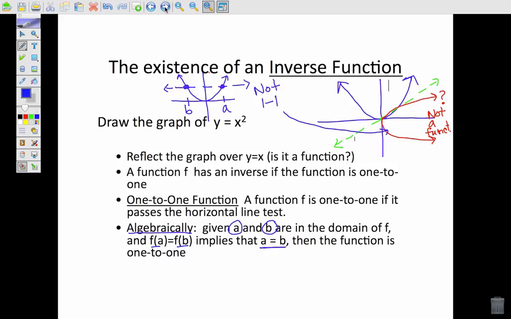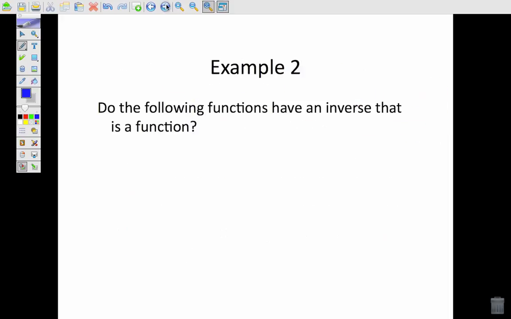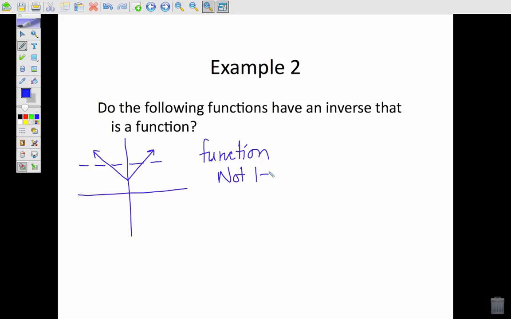All right, let's go ahead and look at some examples, and we're just going to determine if we have an inverse function or not. So what about this one right here? What if I give you this graph? First question, is it a function? You have to determine if this is a function. You use the horizontal or the vertical line test. This is a function. Is it one-to-one? So you pass your horizontal line through it. It's not one-to-one. Therefore, not an inverse function.